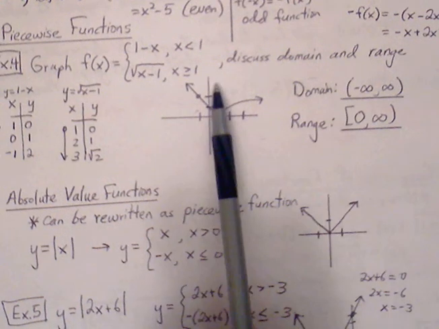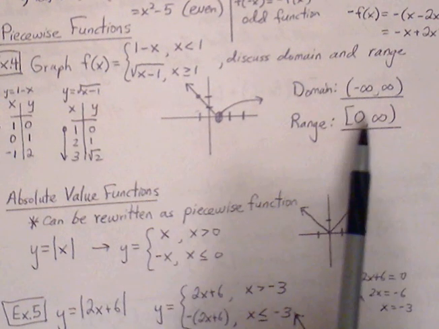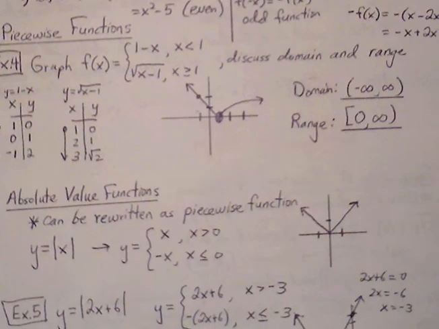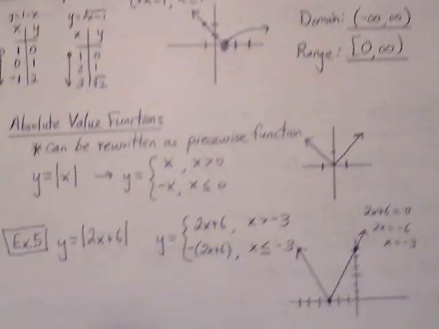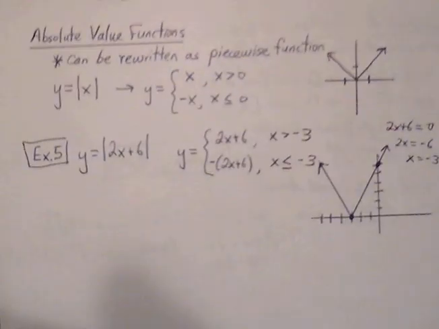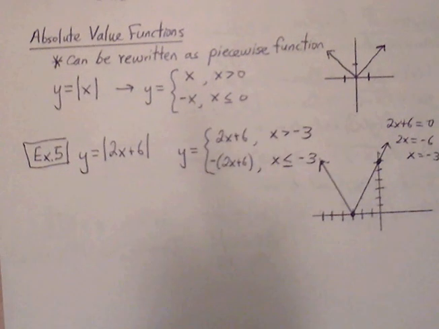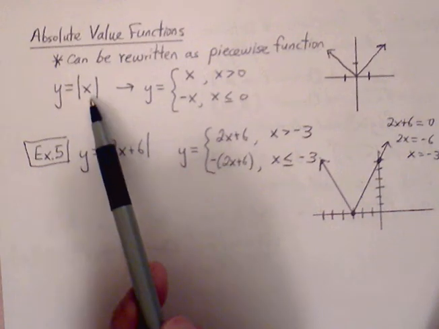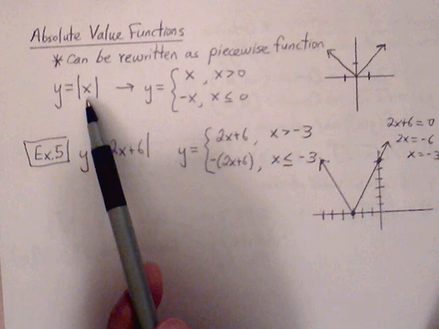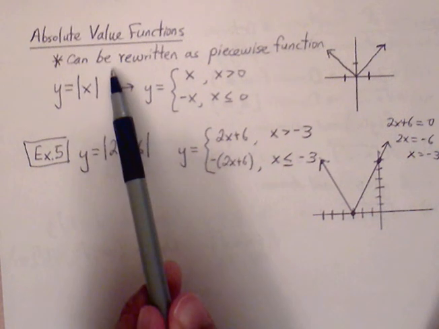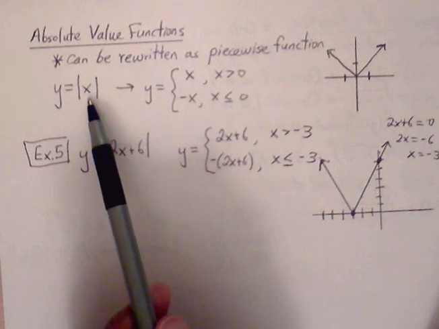All right, finally, absolute value functions. Absolute value functions, for instance y equals the absolute value of x, can always be rewritten as a piecewise function. So what we can do is take this function and write it as two linear functions.